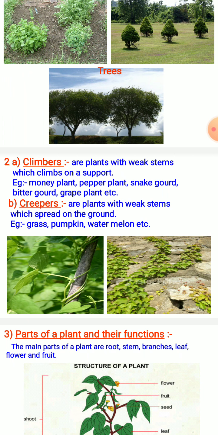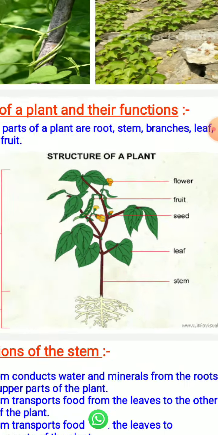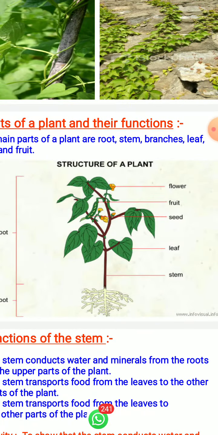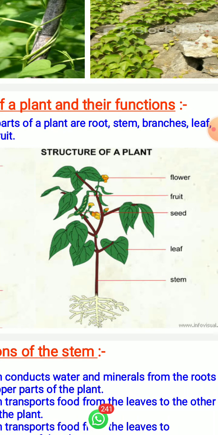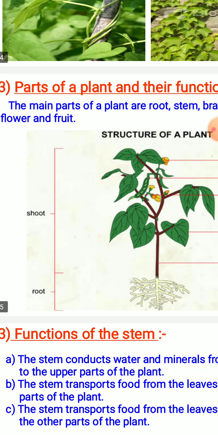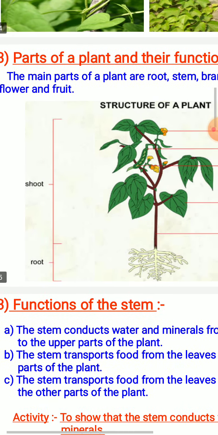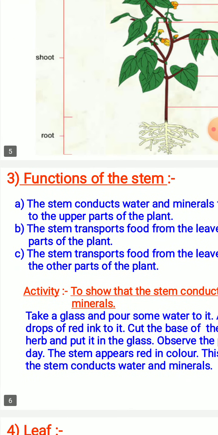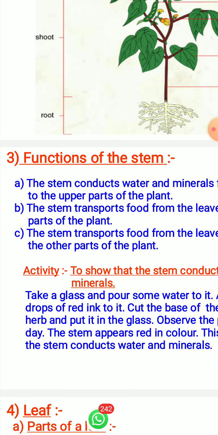Dear students, then we will discuss the different parts of a plant. Different parts of a plant, as shown in the diagram, are root, stem, branches, leaf, flower and fruit. So now we come to the functions.